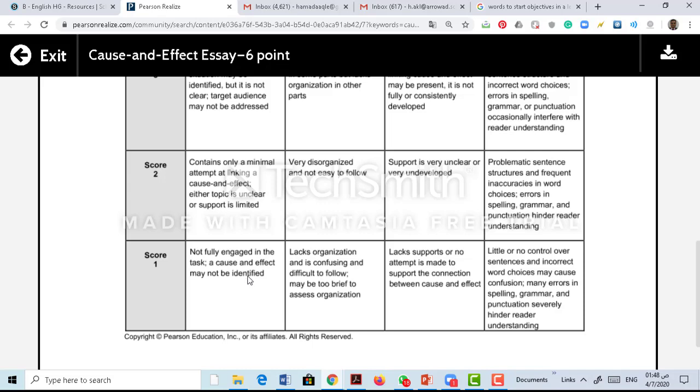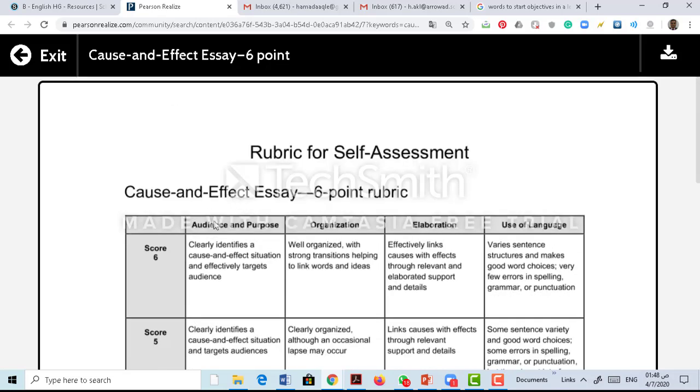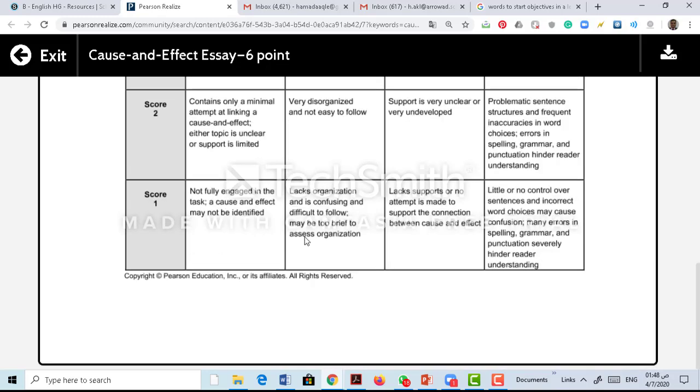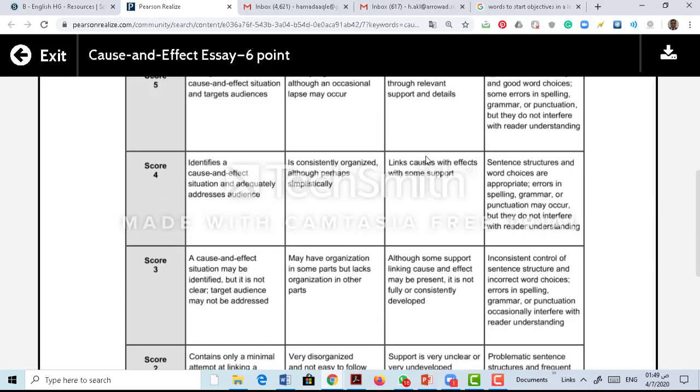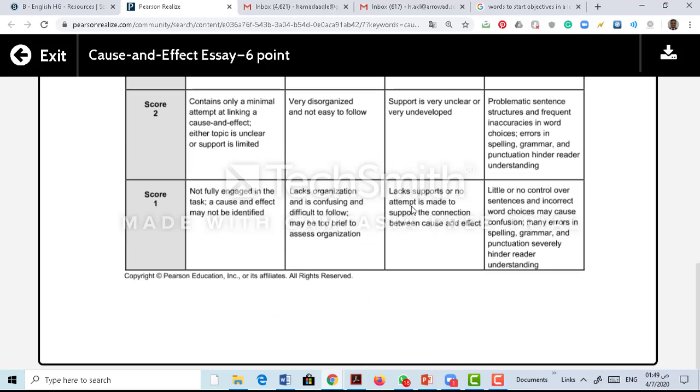For example, if the examiner cannot identify what the causes and what the effects are, you will get a 1 here. This is in terms of audience and purpose. If your essay lacks organization and is confusing and difficult to follow, maybe too brief, too small, and it doesn't assess organization, you also receive a 1 in terms of organization. In terms of elaboration, if your essay lacks support or no attempt is made to support the connection between the causes, you're not connecting causes and effects, you receive a 1.